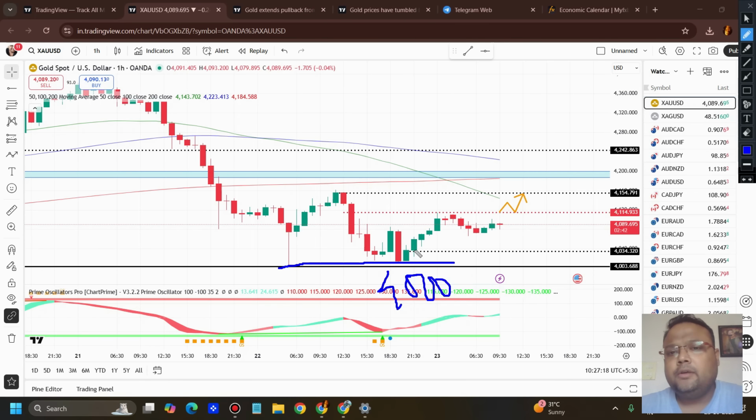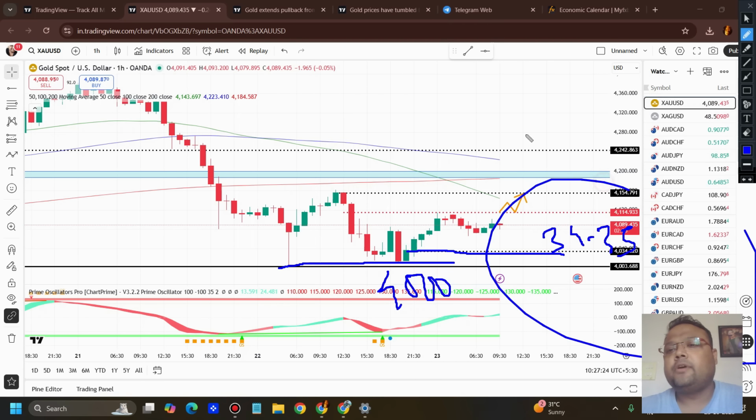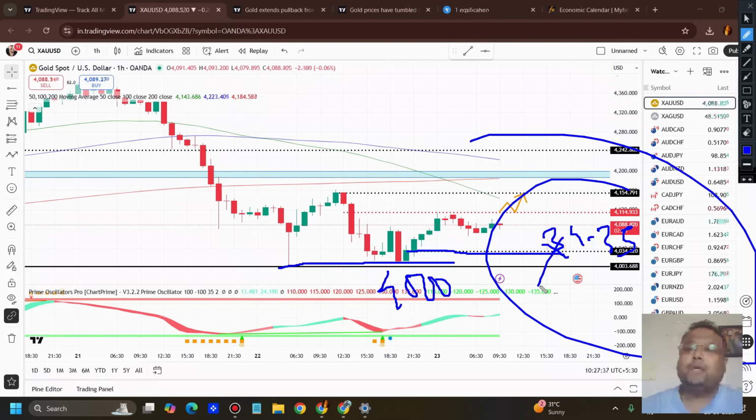Before news, volume will be low. As a day trader, you can look for a buy around this particular level, like 4034, 4035. How much can you expect? It depends. If you are using a 100 pips stop loss, then you can easily go for a 100 pips TP as well. So this works before news, but after news this will not work.